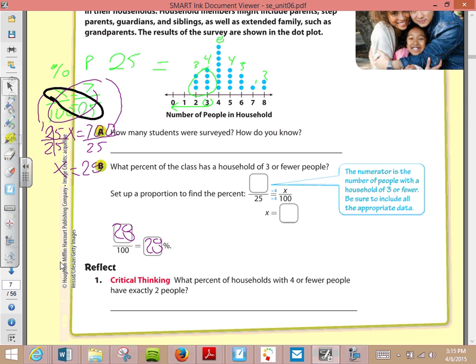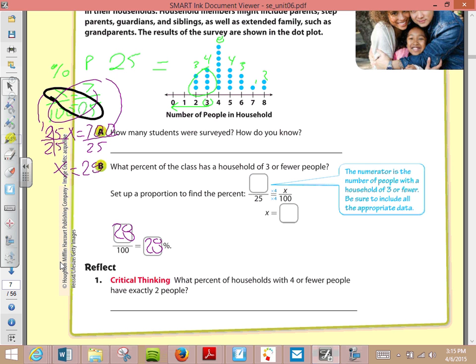The next one was a little bit tricky. You have to actually think about it very carefully. You cannot just give me the answer. You have to do a proportion for that one. Otherwise, you won't get it. What percent of households with 4 or fewer people have exactly 2 people? Think about it and work it out.